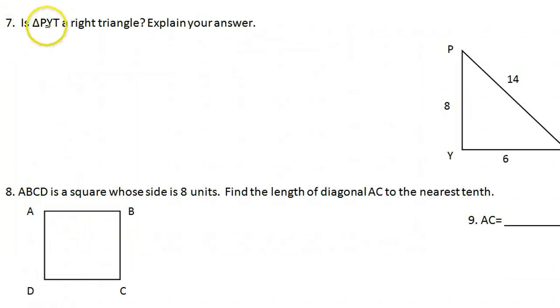Alright, in number 7 we are supposed to decide if triangle PYT is a right triangle. Well, if it's a right triangle, the Pythagorean theorem should work. In other words, if this is a right triangle, then 8 and 6 are the legs and 14 is the hypotenuse. So let's check and see if the Pythagorean theorem holds true for this triangle. In other words, does 8 squared plus 6 squared really equal, I'm putting a little question mark on it, does it equal 14 squared? That's what we're trying to find out.